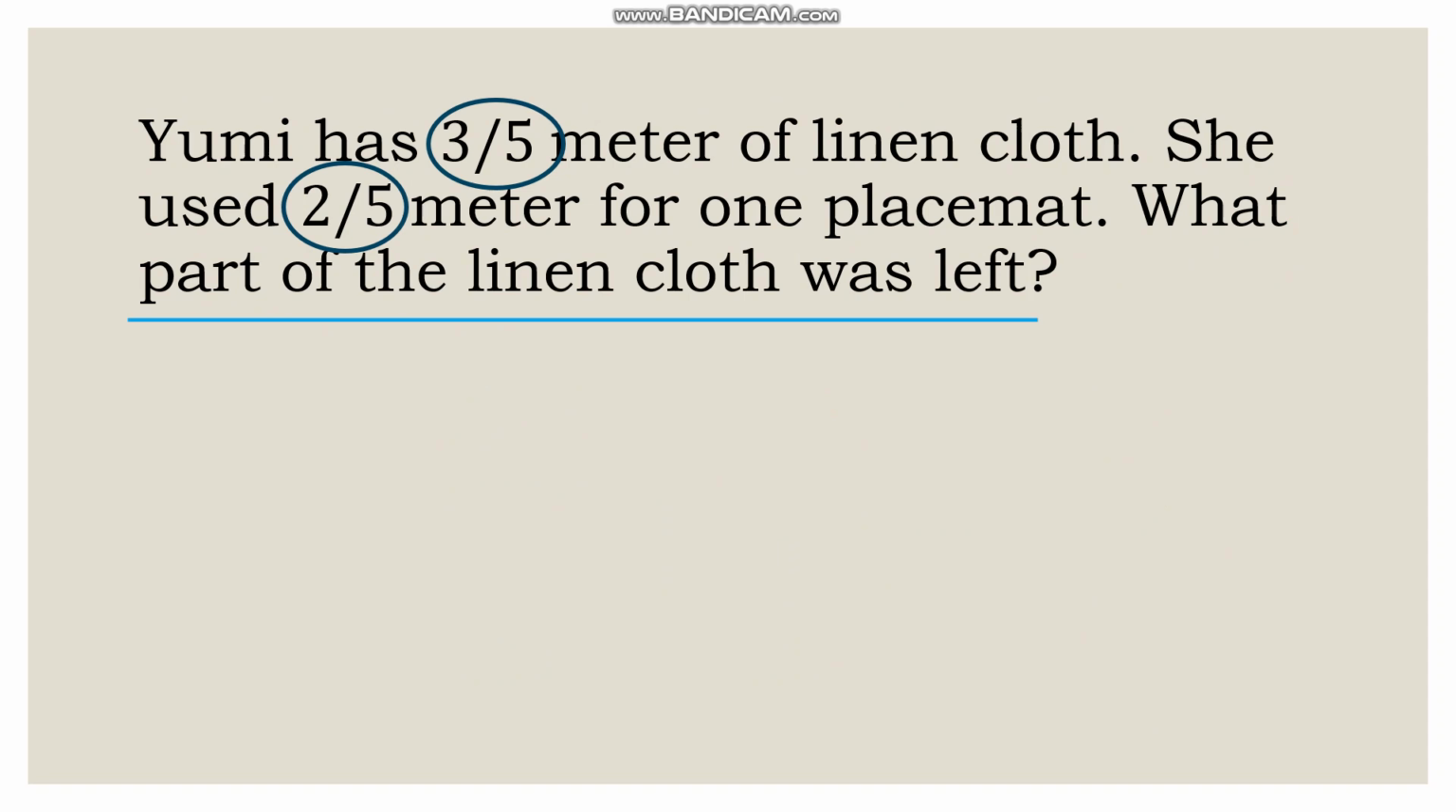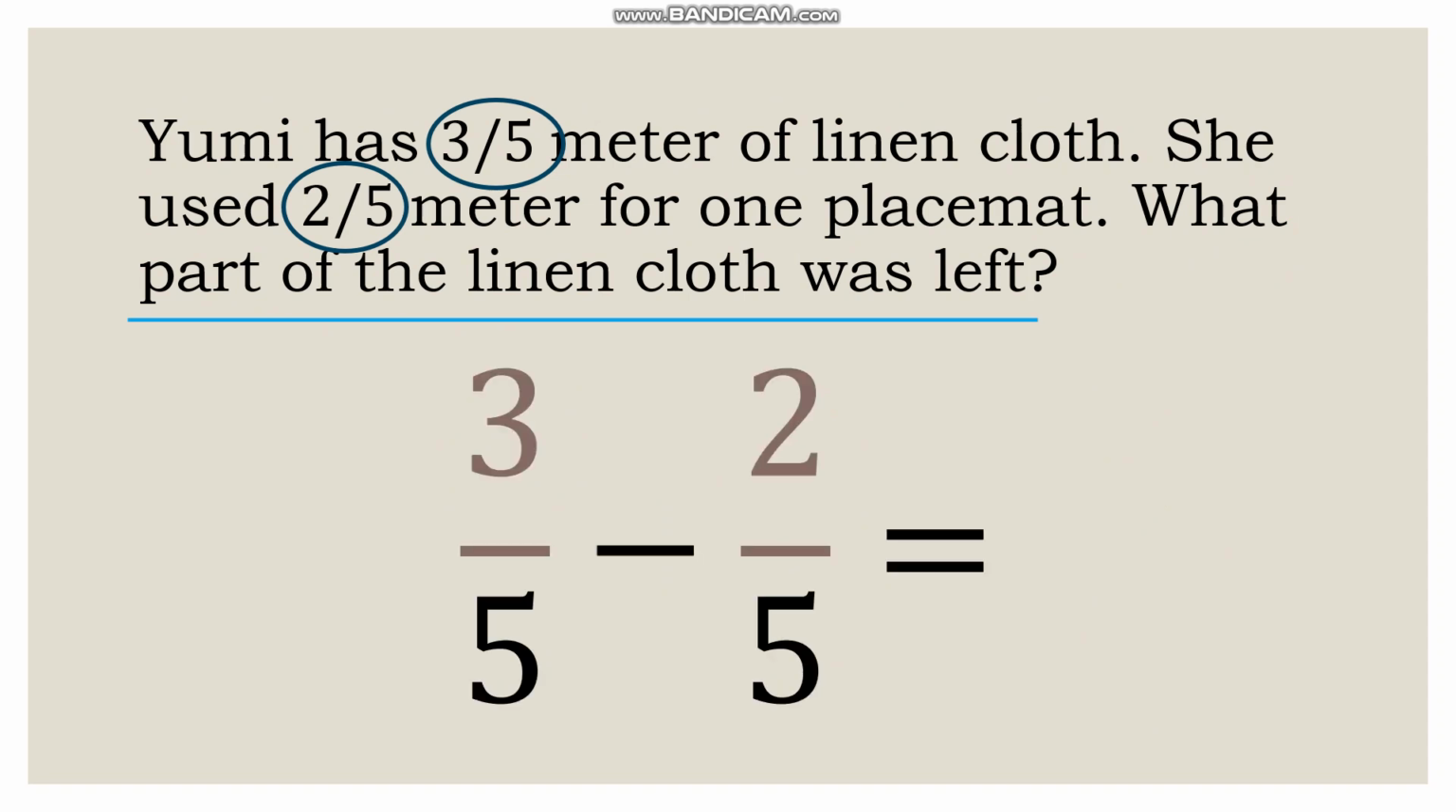What operation are we going to use? Yes, we're going to use subtraction. So 3/5 minus 2/5 equals n. So how are we going to subtract this one? Since this is a similar fraction, the same rule as addition applies: we're just going to subtract the numerator, then copy the common denominator. Again, we subtract the number above, then copy the common number below. Okay?